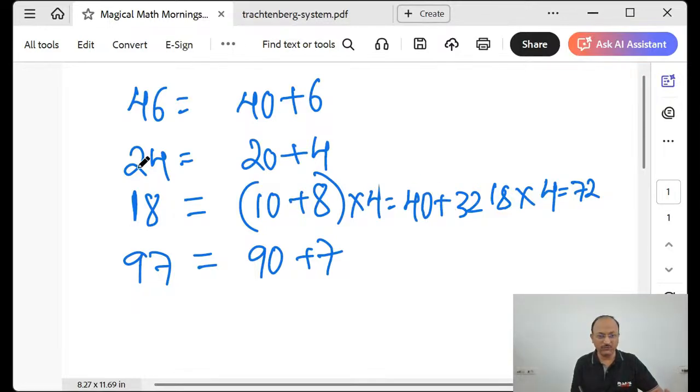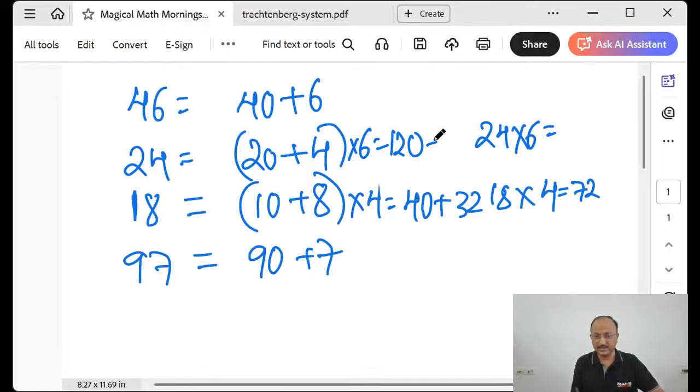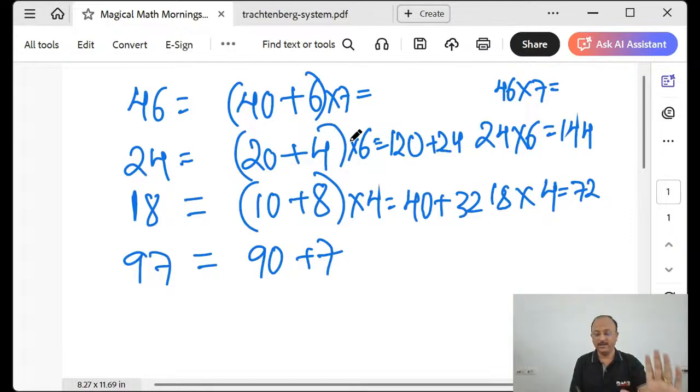Let me explain 24 into 6. What do we do? First we'll do 20 into 6. That is 120. Then we'll do 4 into 6, 24. When you add these two, you will get 24 sixes are 144. Suppose you want to take 46 into 7, what will we do? For this, I will multiply by 7 in mind.